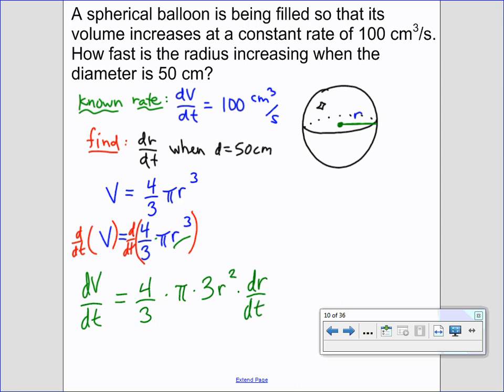So we've gone term by term. Well, there are only two terms, one on each side. Our constant multipliers stay out front, and then we can rewrite this to make it a little bit prettier. So I'm going to rewrite this as dv dt equals, we can cancel out the 3's, and I get 4 pi r squared dr dt. And I'm confident in my derivation with respect to time. So I get dv dt equals 4 pi r squared dr dt.